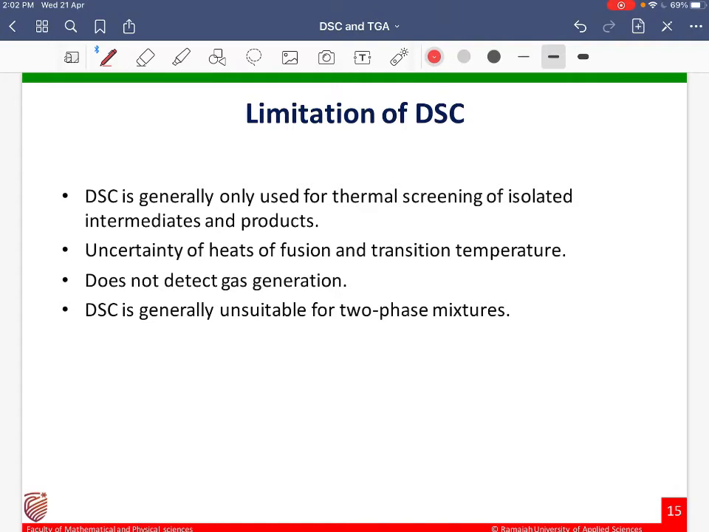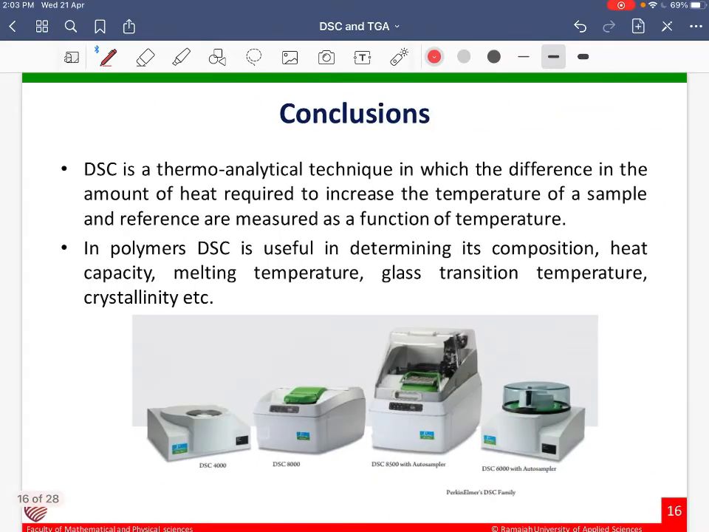Limitations of DSC. DSC is generally used only for the thermal screening of isolated intermediates and products. There will be uncertainty in heats of fusion and transition temperature. It does not detect gas generation if any reaction is happening. Conventional differential scanning calorimetry will not check whether any gas is evolving when we heat or cool. DSC is generally unsuitable for two-phase mixtures. So if you have a mixture with two phases, DSC is not a suitable method to study the thermal characteristics.